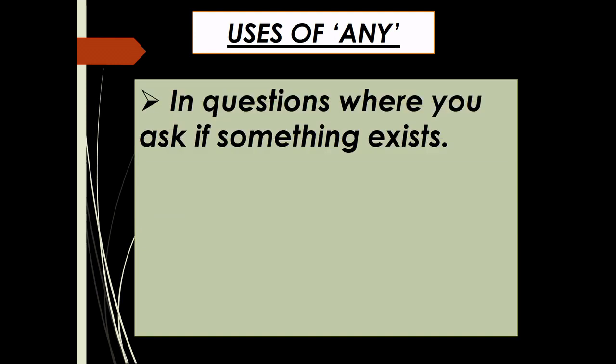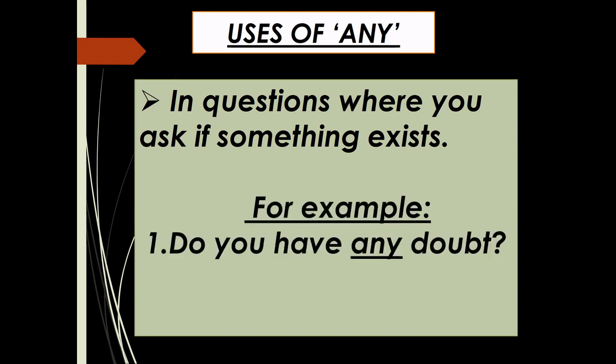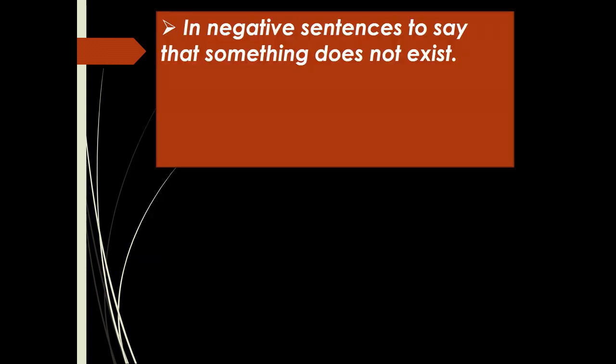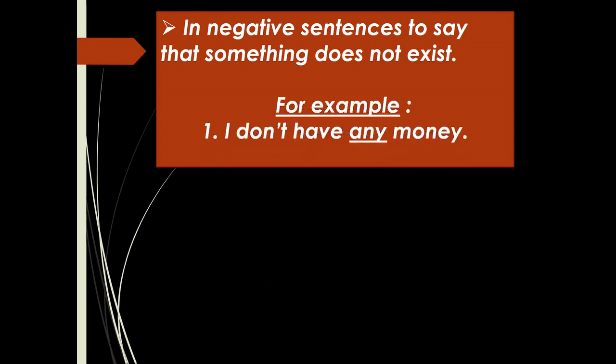Uses of any. Number 1. In questions where you ask if something exists. For example, do you have any doubt? Number 2. In negative sentences, to say that something does not exist. For example, I do not have any money, and it is a negative sentence. That is why any is used before the noun.